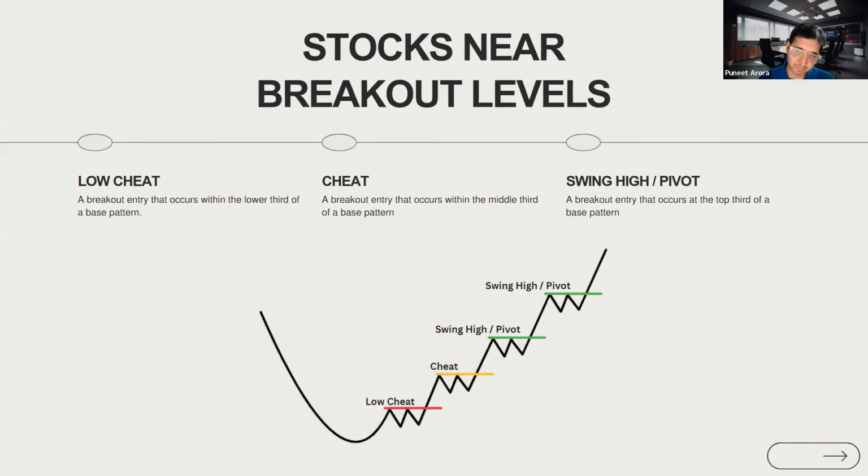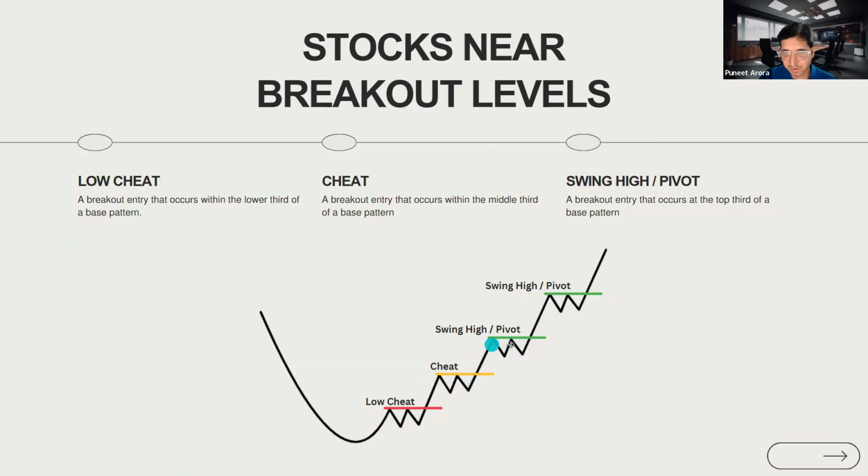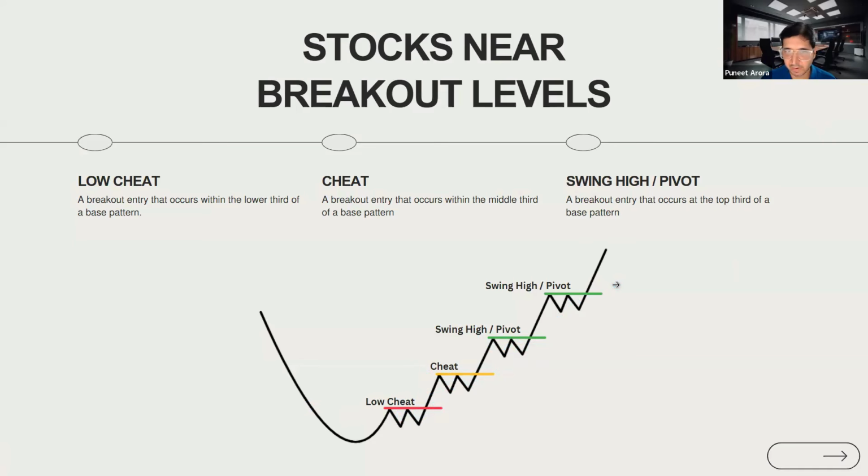So even for breakout levels, the breakout can be divided into different categories. We have low cheat, where the price is currently at the bottom of the cup. Then we have stocks which are somewhere in the middle of the cup, and then we have swing high or pivot based breakouts which are at the top third of the base pattern. Yeah. So these are the breakout categories. We can divide breakouts into these categories.